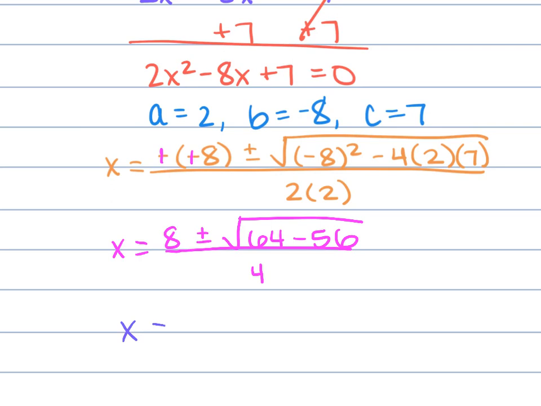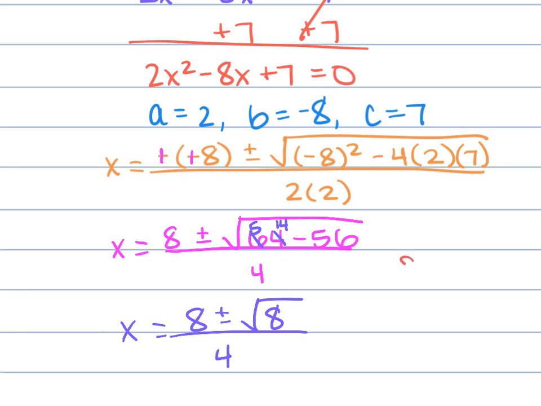So we're going to subtract underneath that radical to give us 8 plus or minus the square root of 64 minus 56. The 64 is a 14. The 6 is going to turn into a 5. So 14 minus 6 is 8. And then the 5 minus 5 is 0. So it's just the square root of 8.